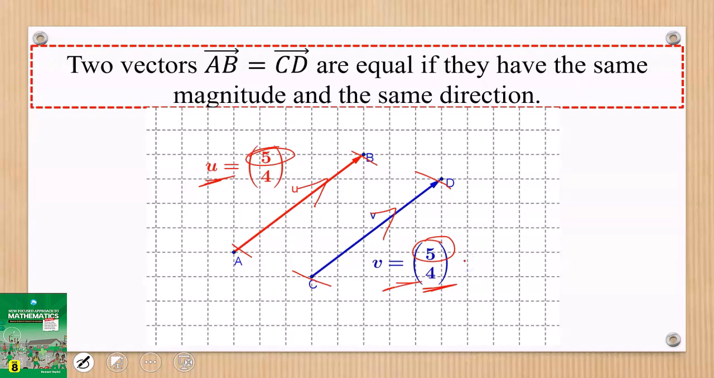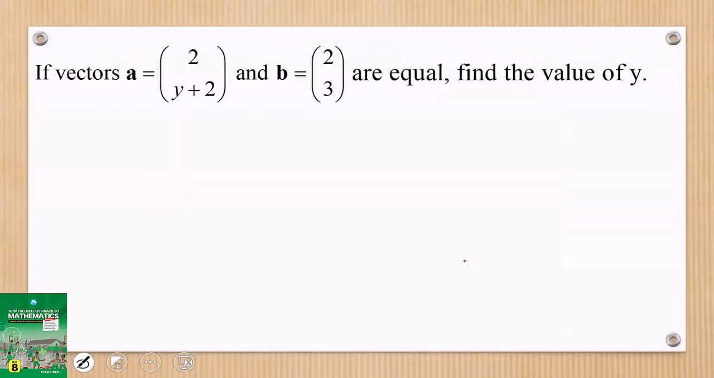Let's take one example and see. Let's say the vector A has been defined as (2, y + 2). Vector B has been defined as (2, 3). And the question says these two vectors are equal. We should find the value of y. So if they are equal, then their x components should be the same and their y components should be the same. And so we can say that with the x component, 2 up here, 2 up here, they are okay.